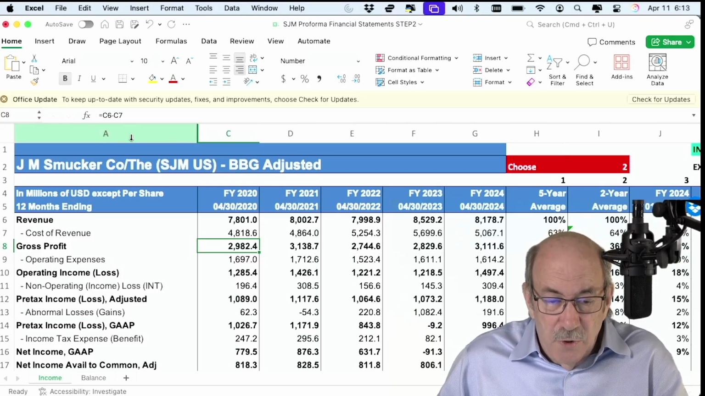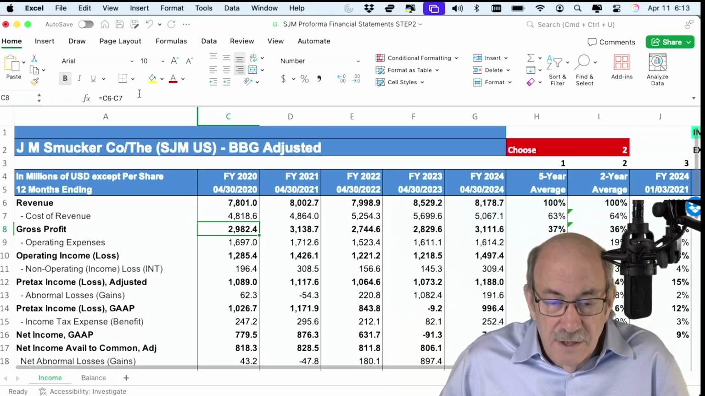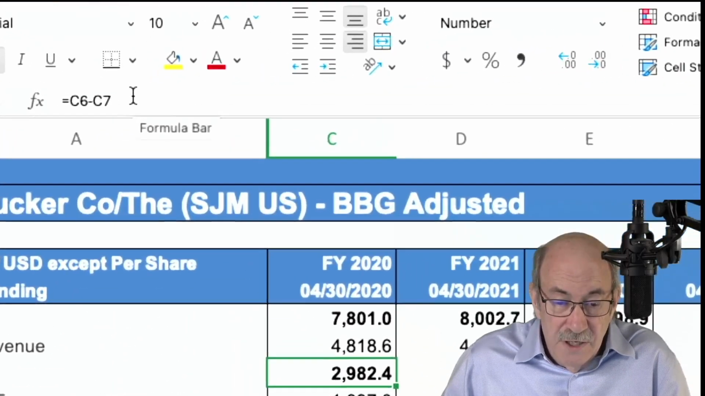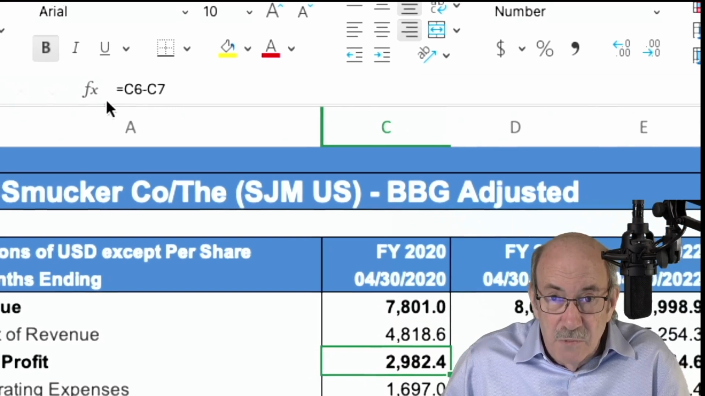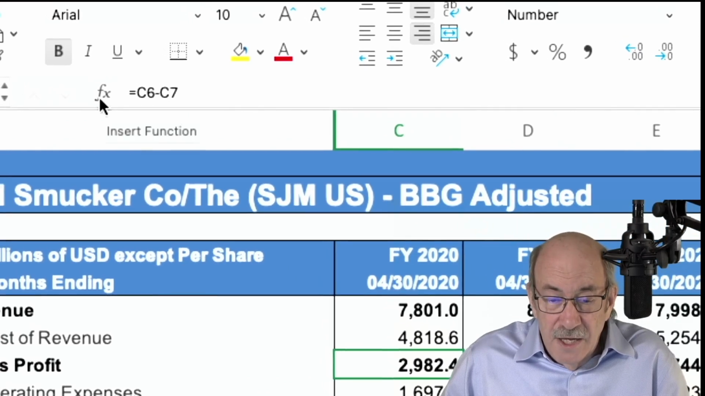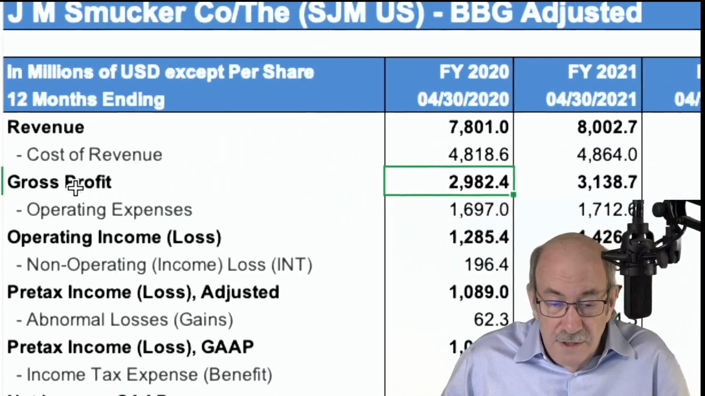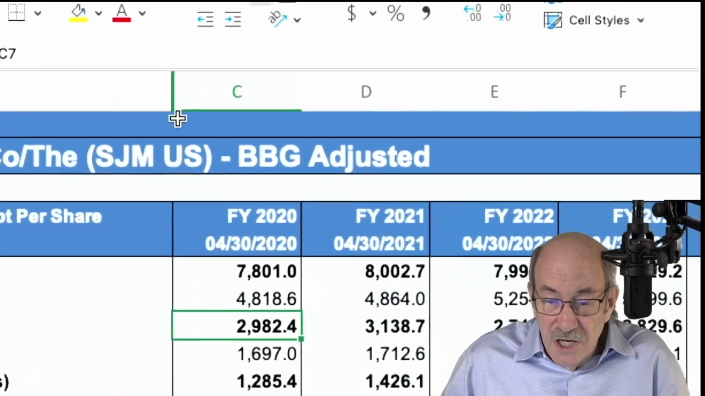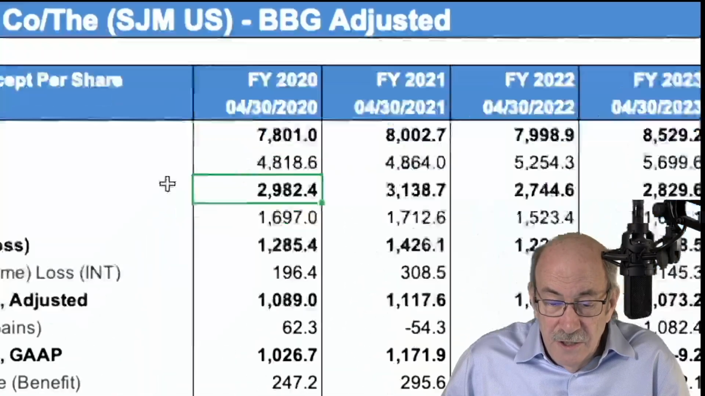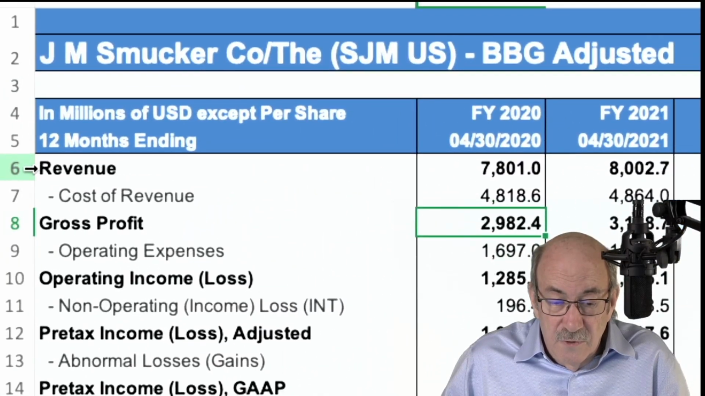Now, I've got an example right here. So essentially, right here, I've done this as a subtotal. So I've got C6 minus C7 is what's in this cell. That's gross profit. C is the column right here. And 6 is where revenue is.